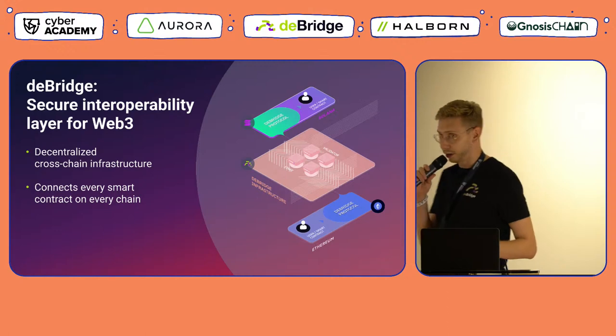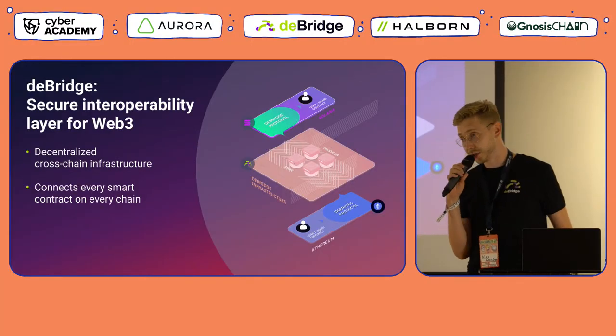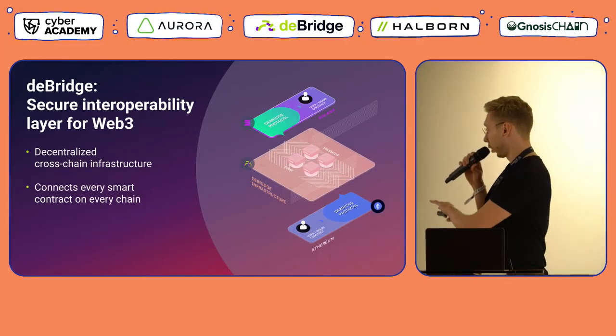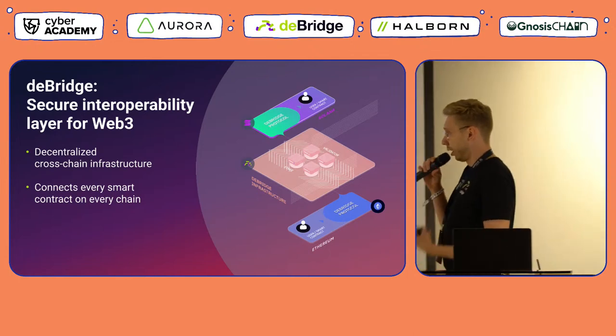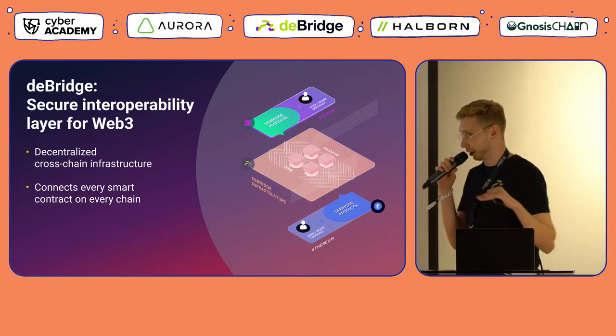There is a protocol layer, which is a set of smart contracts that are deployed in every blockchain that we support. And there is an infrastructure layer, which is represented by the set of validators that are elected by deBridge governance, and validators work for deBridge governance. So instead of implementing a light client, we have the validation layer.